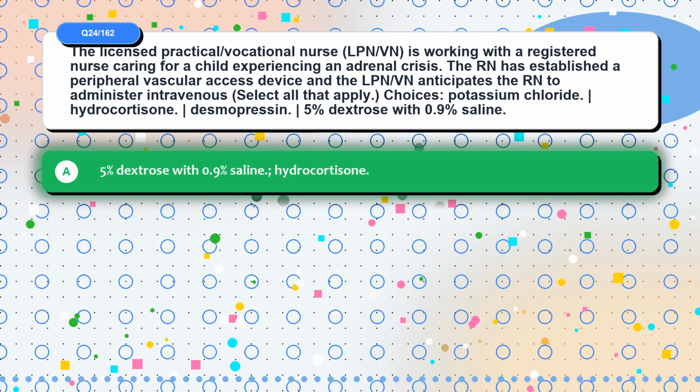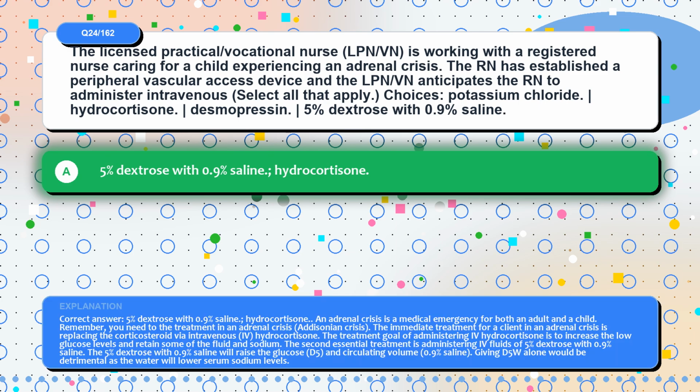The correct answer is option A. 5% dextrose with 0.9% saline and hydrocortisone. An adrenal crisis is a medical emergency for both an adult and a child.